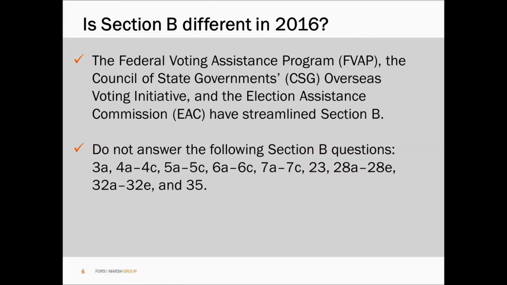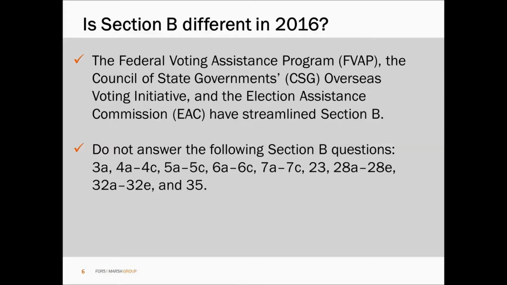So Section B is actually different a little bit in 2016 compared to 2014. As some of you know, in 2014, the Federal Voting Assistance Program combined a survey they had been doing separately about UOCAVA voting, where they've been asking local election officials questions about the UOCAVA voting process. They combined it with Section B of the Election Administration and Voting Survey. However, when they combined it, it turned out there were some duplicative questions.